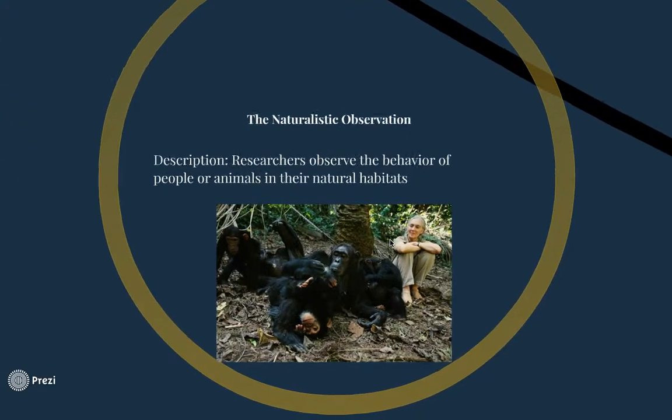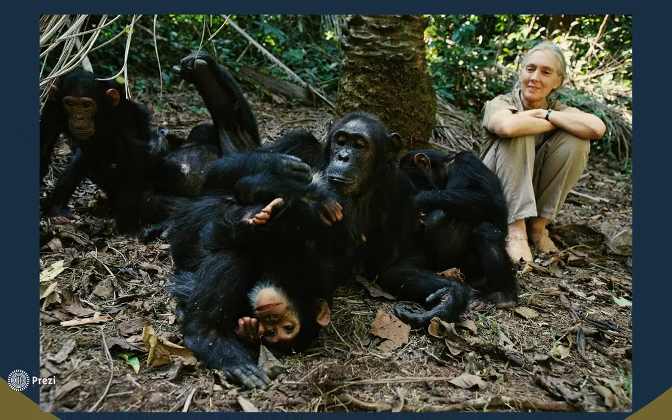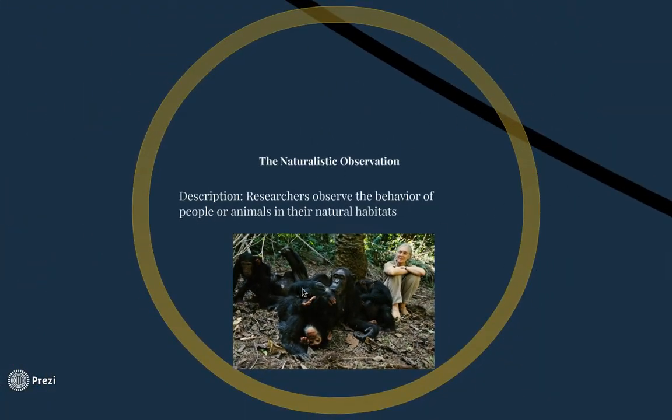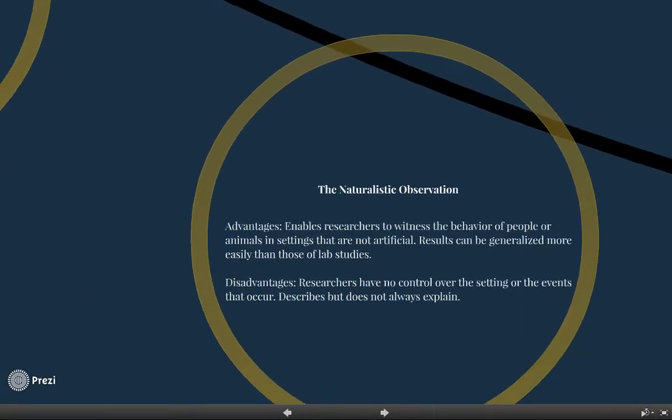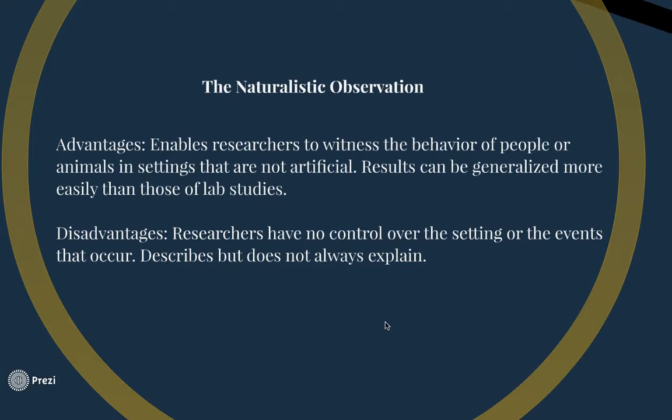Naturalistic observations are awesome because you actually get to observe the behavior of the people or animals in their natural habitat. The only thing that is an issue with naturalistic observation is that researchers have no control over the setting or events that occur, and usually the naturalistic observation describes what is happening. It does not necessarily address what is behind it, or explain the mental processes that go into what is naturally being observed. Naturalistic observation leans more towards a behavioralist perspective.